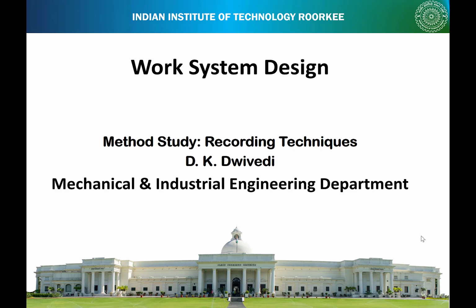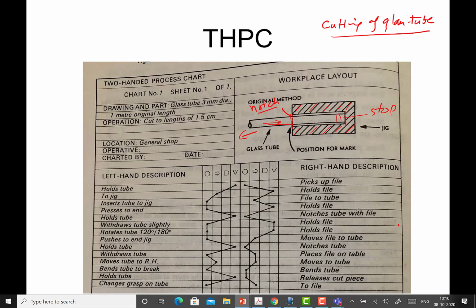Let us start with this: the tube, once it is taken out, can be broken. The glass tube can be broken from the notched location to get the tube of the desired length. So this is the operation which is being done, and this is how it is being done. So the chart is made for this operation. This operation may be hardly 20 seconds, 30 seconds or so.